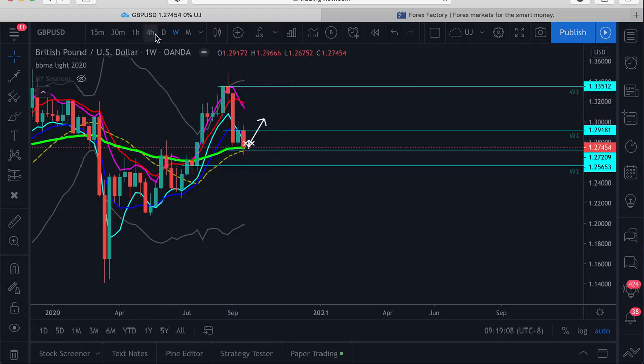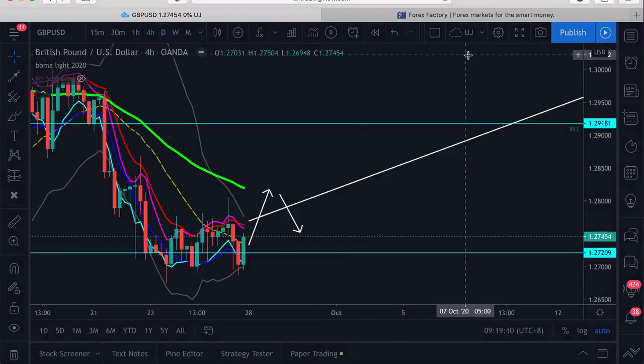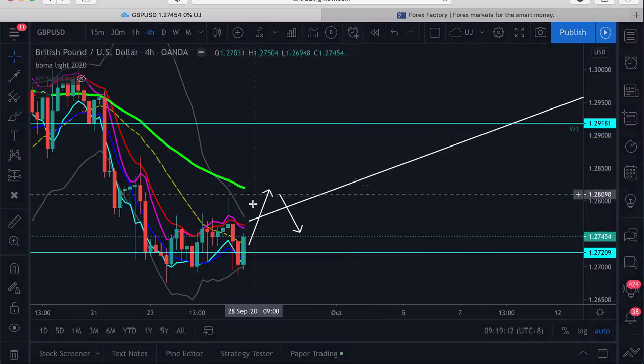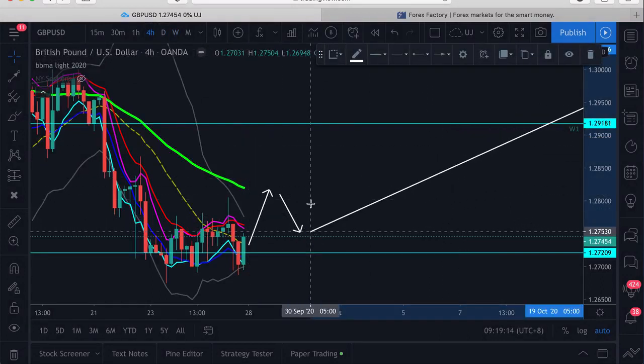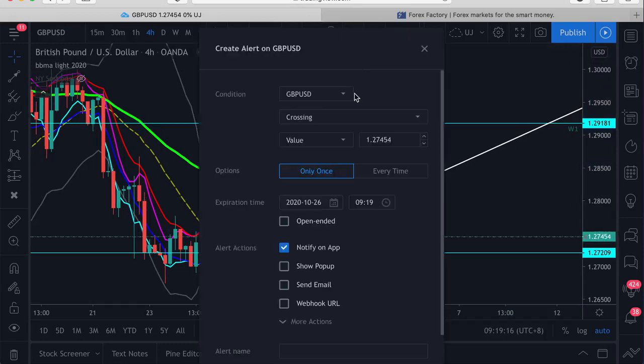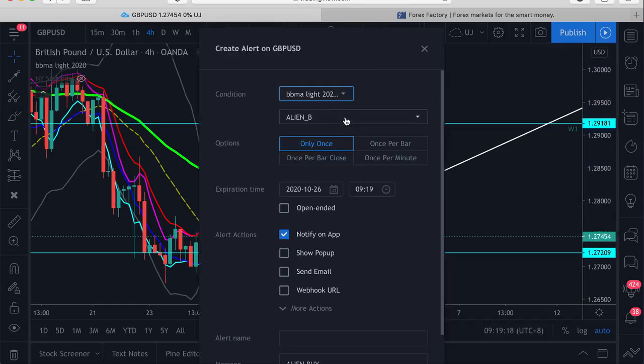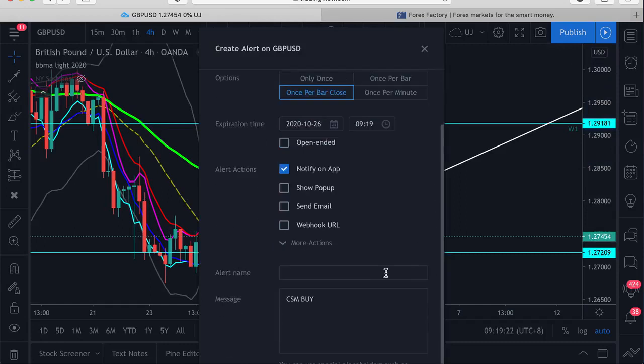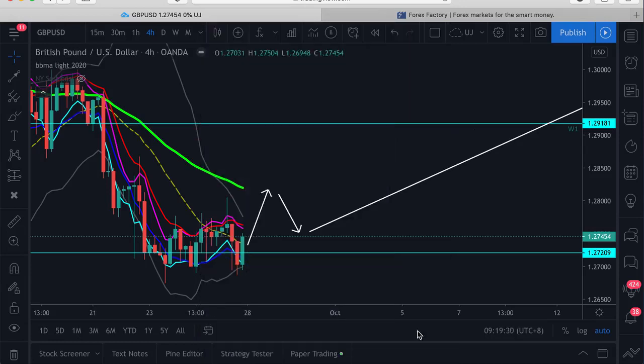Okay, so GBP USD, we also need to set alert. CSM buy, CSM buy H4, make sure it closes above EMA 50 so we can have a good confirmation. Okay, next pair, USD JPY.